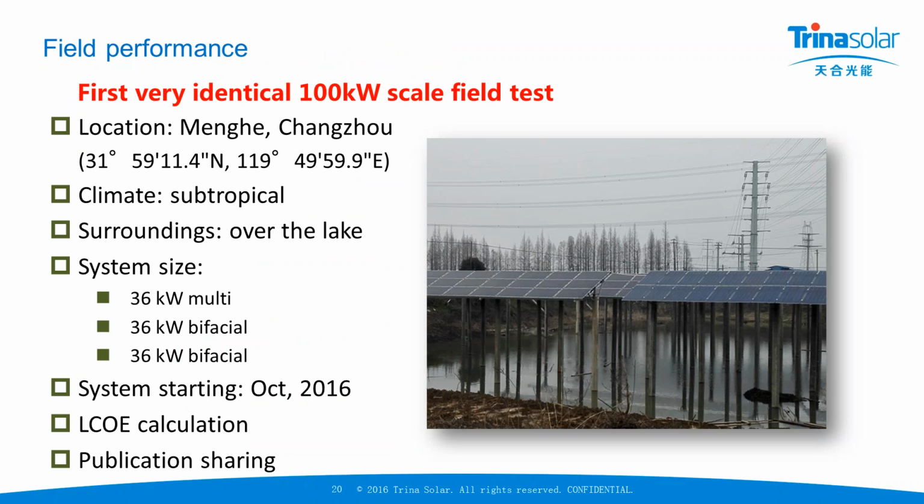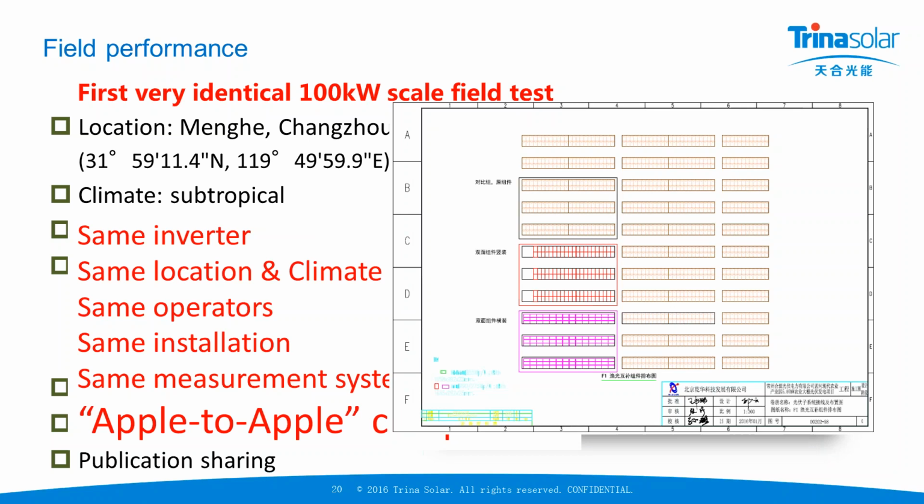It's a commercial demonstration where, on the same ground over water, you have 36 kilowatt of multicrystalline modules, 36 kilowatt of bifacial modules, but with the rails partially blocking the light on the backside of the modules, and 36 kilowatt of bifacial modules with no back rail shading the backside. You have a drawing here showing the three 36 kilowatt systems. So same inverter, same location, same climate. The only difference is the non-bifacial module, the bifacial module with the rail blocking the light, and the bifacial modules in landscape installation with the rail not blocking the rear light.